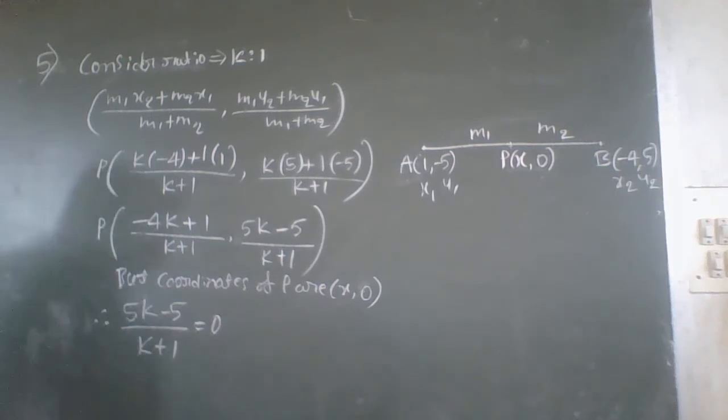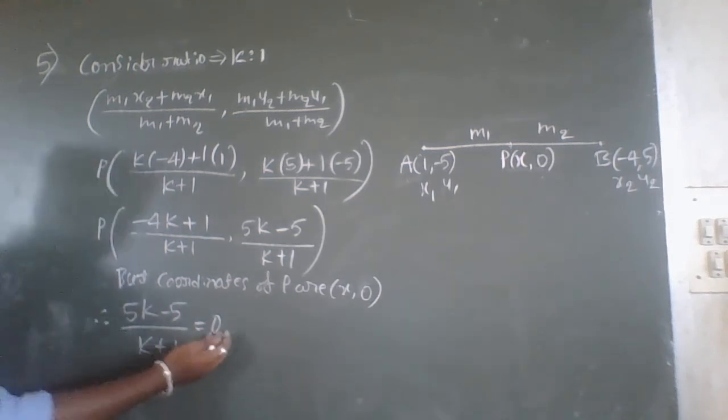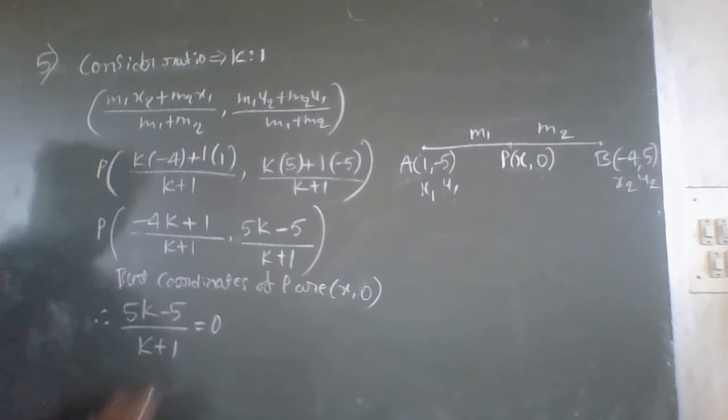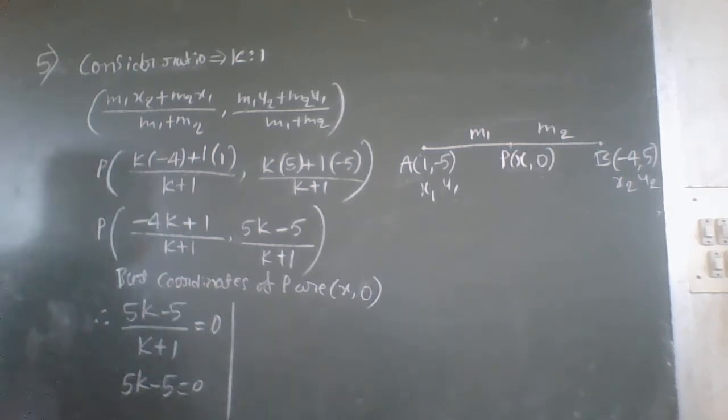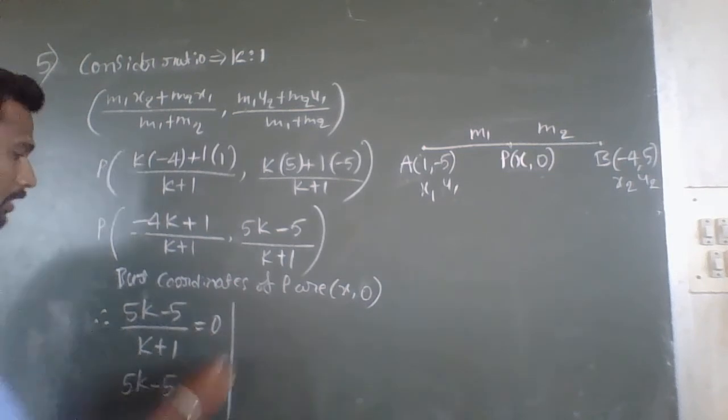So now what can we write here? I will take this k plus 1 to the right-hand side. What does it become? When I take this, I will multiply with 0. So k plus 1 into 0 means 0 only. When you multiply anything with 0, what do you get? 0 only. So 5k minus 5 is equal to 0. So now what can we do? To calculate this k value, I will move this 5 to the right-hand side. What does it become?